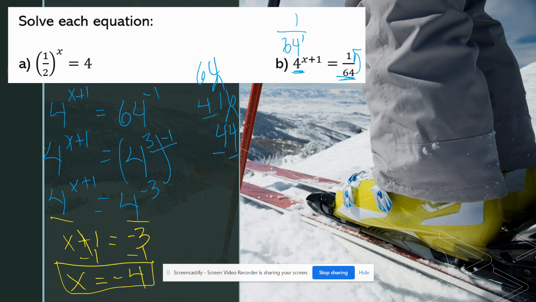We can double check that. 4 to the -4 plus 1 power. -4 plus 1 is -3. And if you plug that into the calculator, you get 1 over 64.